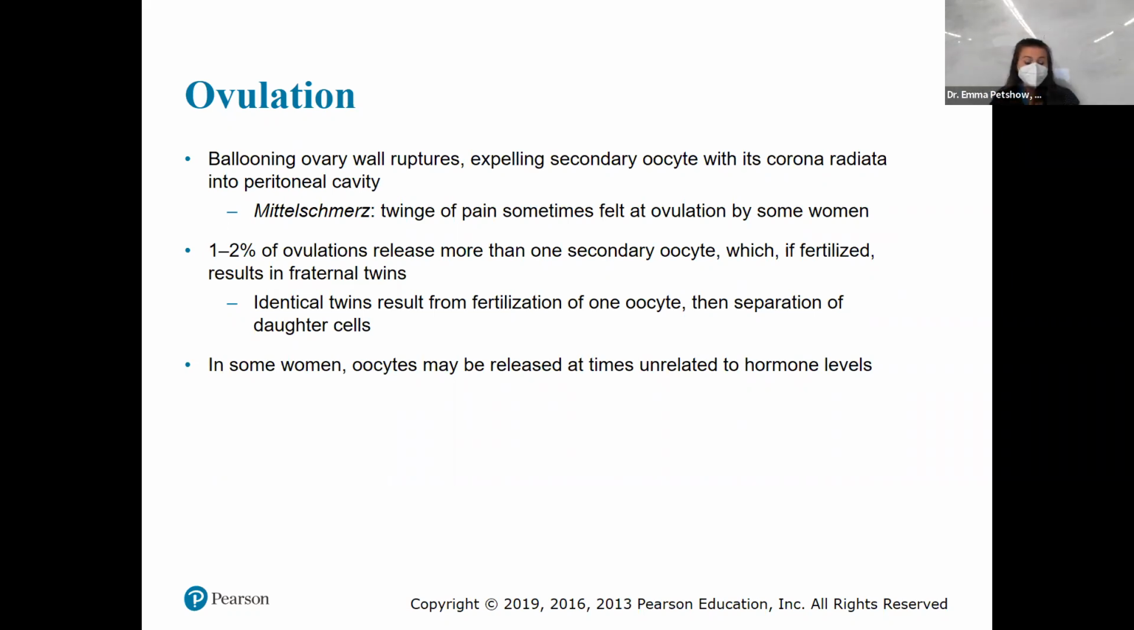So again, 1 to 2% of ovulations could release more than one secondary oocyte, which if fertilized could lead to twins. Identical twins though result from fertilization of one oocyte that then separates into two daughter cells. That's how they're identical. One oocyte separates.